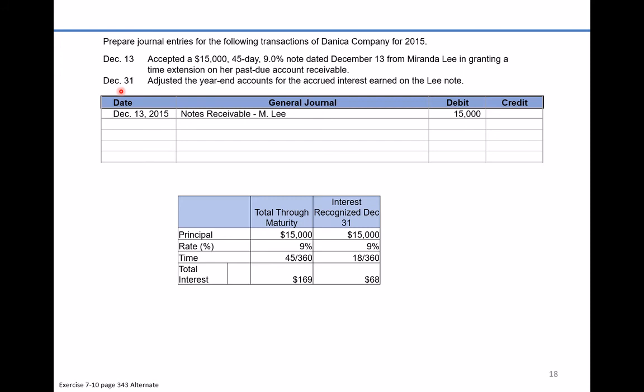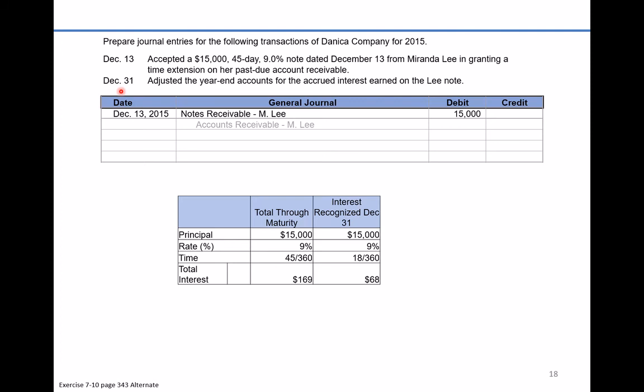Now the first entry is to record the note receivable. We have an amount that Lee owes us for $15,000. So we have a new note receivable for $15,000. But wait a minute, wasn't this a previous account receivable? Well, yeah, it was. Do we still have that account receivable? No, we're getting rid of that.